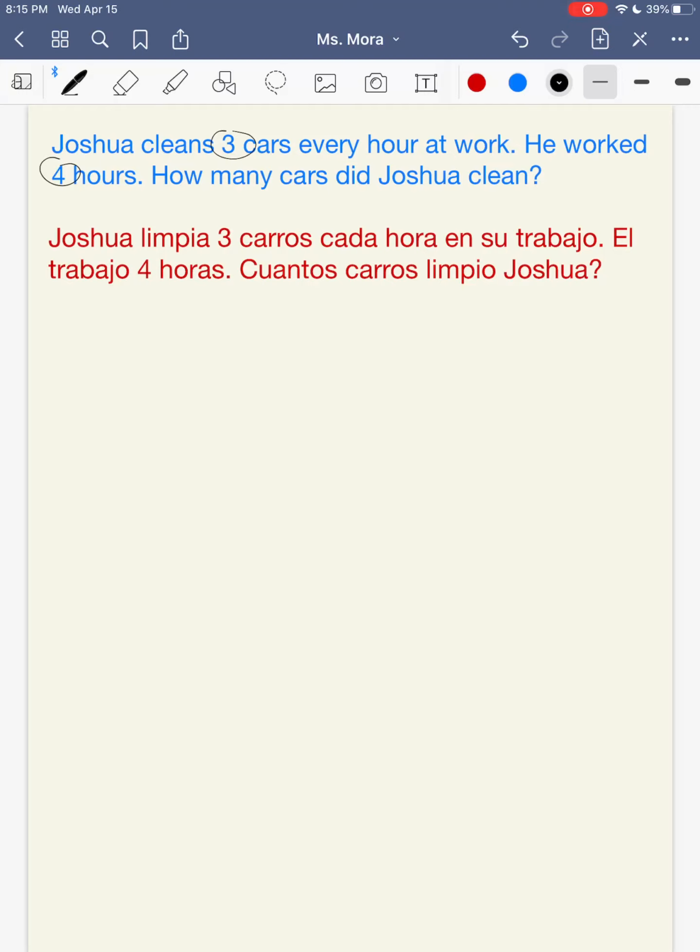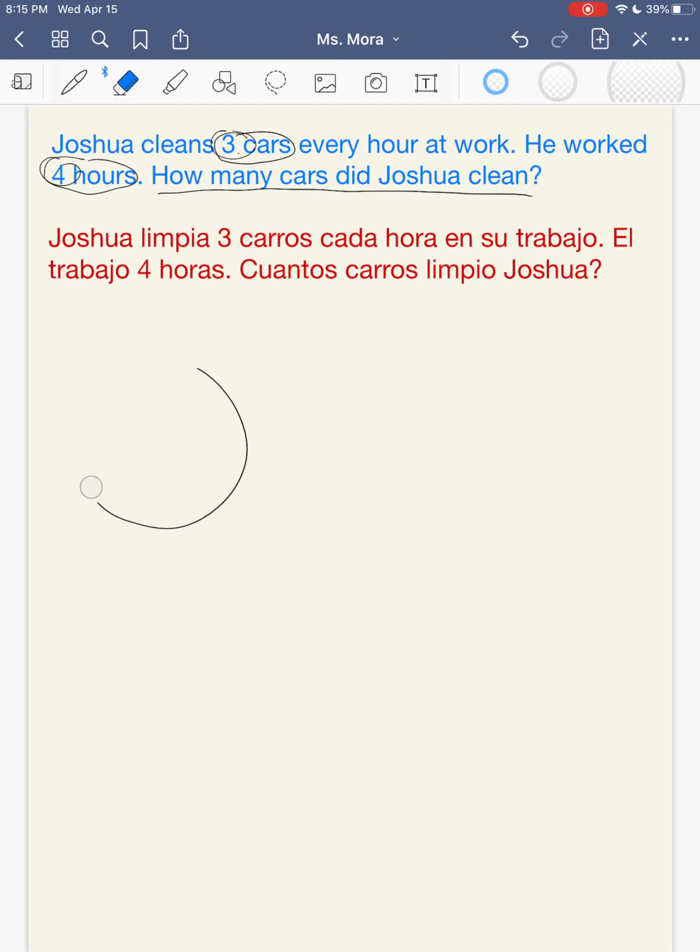So I know that he cleans 3 cars every hour at work, and he works for 4 hours. The question is, how many cars did Joshua clean? And then let's think about this. So it's 3 cars every hour at work, and it's 4 hours. So if we were drawing groups, I would draw the thing that goes on the outside, and then something needs to go inside in here. But here I want to draw an array. So I have 4 hours and 3 cars each hour.